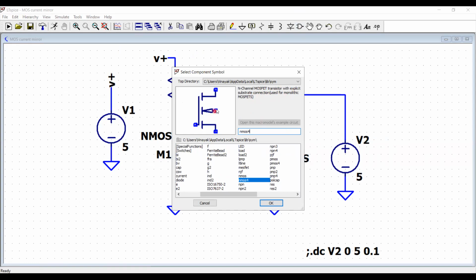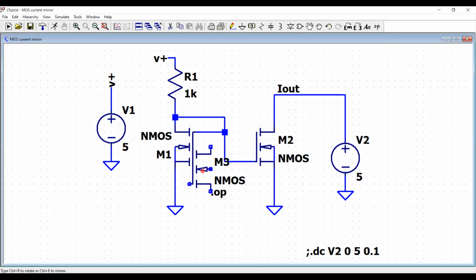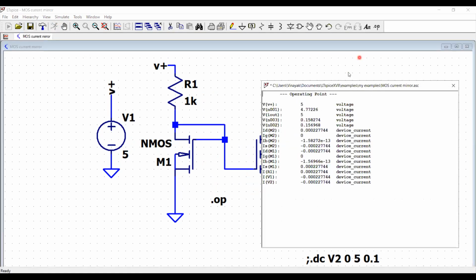So here is the fourth pin, which is called the substrate or body. I will tie it to the source, which you can see I have tied the source terminal to the body of each of the transistors. Now I have taken 5 volt here. I have resistor equal to 1K. Before that, I would like to show you the operating point analysis. So we will click run and we will see what are the voltages and the currents in the circuit.